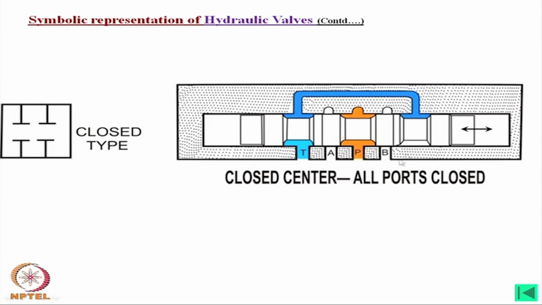Now, if we move in this way, say rightward, then P will be connected to B and A will be connected to tank. Similarly, if we push in this direction, then P will be connected to A and B will be connected to this path, through which it will go to the tank. So, this is the construction of the closed center valve, where all ports are closed at neutral position.